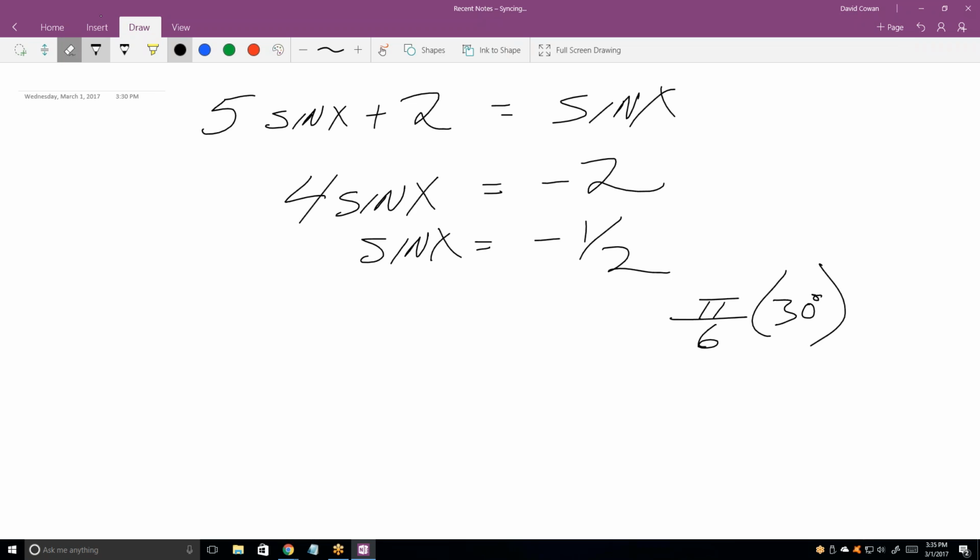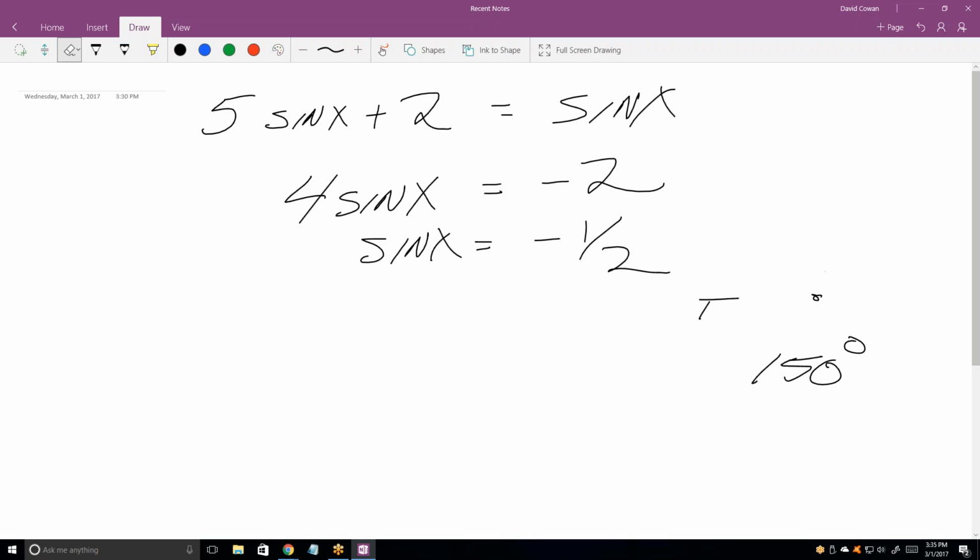Let's go back here a second. 30 degrees or 150 degrees would satisfy sine x equals 1/2. Well, we need to satisfy sine x equals negative 1/2. What two quadrants in the unit circle is that true? The third and fourth quadrant.